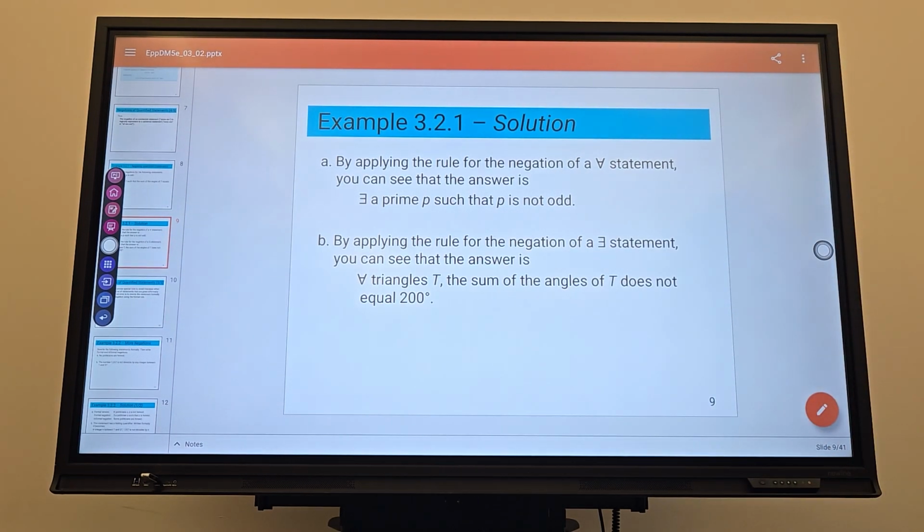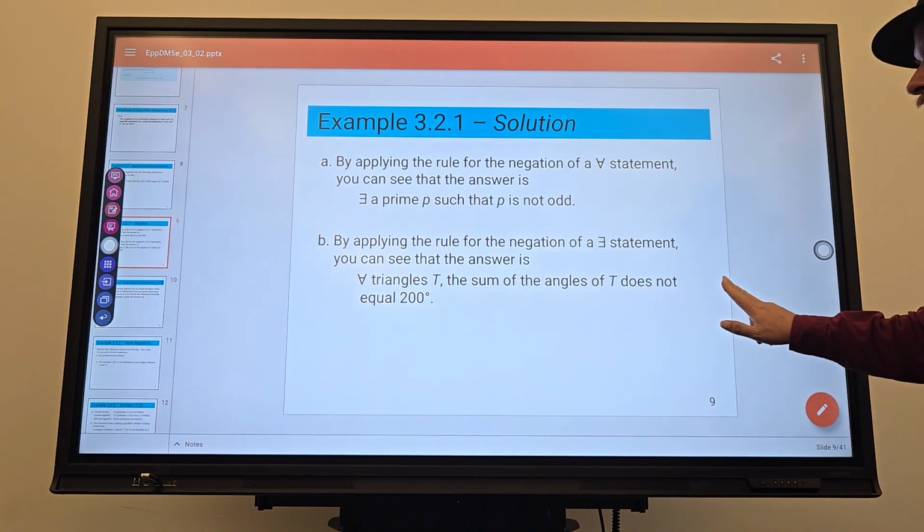By applying the rule for negation of a universal statement, you can see the answer is: there exists a prime p such that p is not odd. And for all triangles T, the sum of angles of T does not equal 200 degrees.